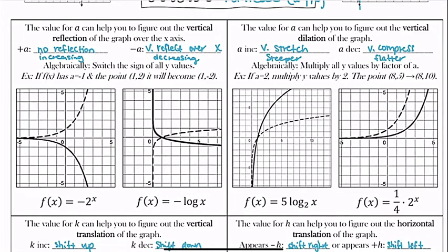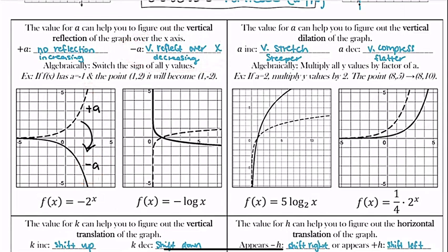In our first box, it says the value of A can help you figure out the vertical reflection. Positive A is our parent function. That would be the dotted line. So I'm going to go ahead and label that. Positive A is here. That's kind of hard to see. Let me do a thicker pen. I'll do it in black. There we go. So positive A is here, negative A is here. You can see it flipped over this way. That is reflecting over the x-axis, like you can see right here if you have a negative A. And it also changes from increasing to decreasing.